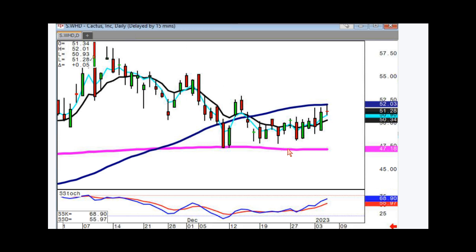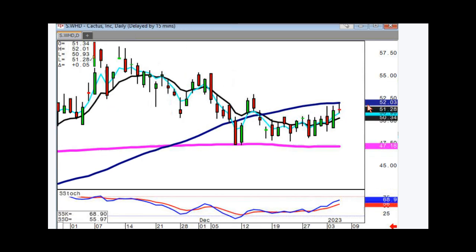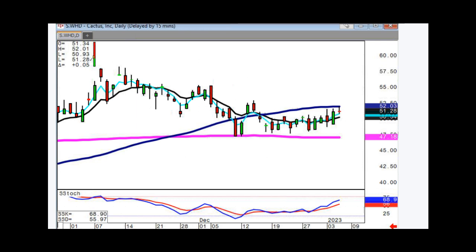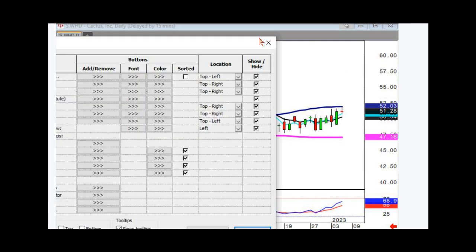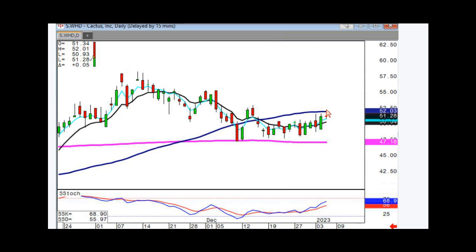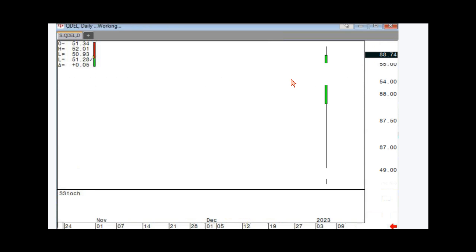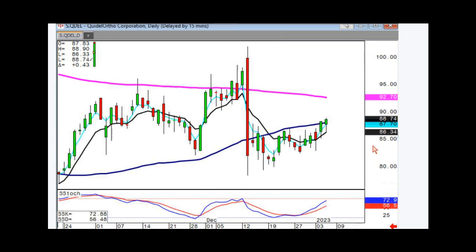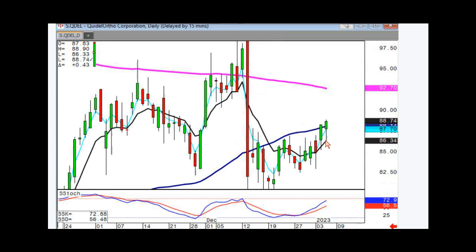WHD. Nothing wildly exciting about this one. If you're long, you stay long, but you want to see it get through the 50. If it starts trading lower, you're kind of in a sideways mode. I'd move to someplace else. QDEL. You stay long as this stays above the T-line. Notice how today it came right smack dab to the T-line and bounced back up.